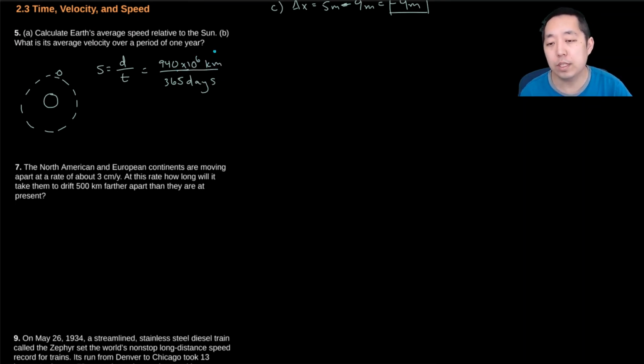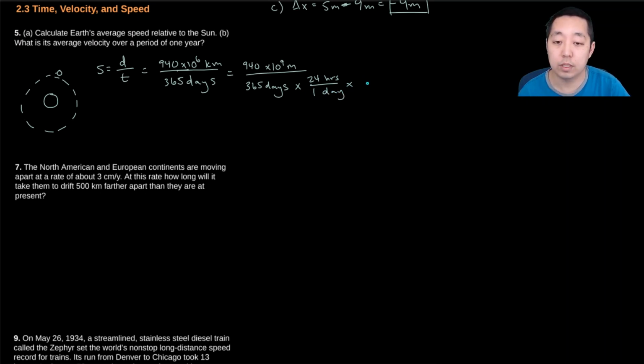Now, you could do this in kilometers per day, but that's not a really common unit for speed. So we might want to convert this to meters per second. So first, this would be 940 times 10 to the 9 meters, because I multiply by 1,000 up there. And on this one, I do some dimensional analysis. 365 days times 24 hours in a day. And then I want to convert from hours to seconds here. And in 1 hour, we have 3,600 seconds.